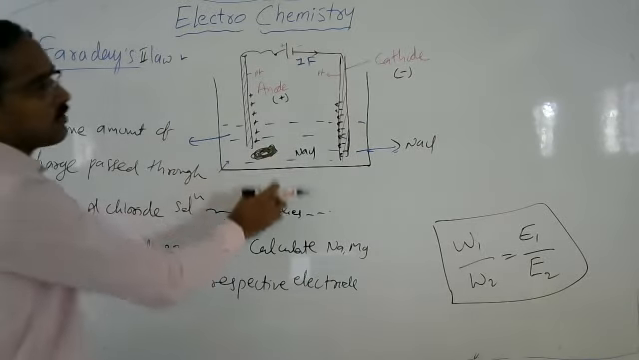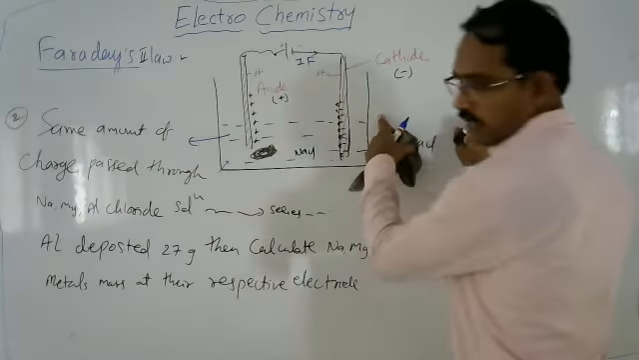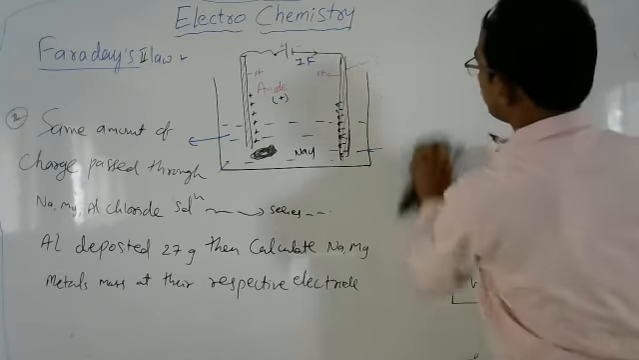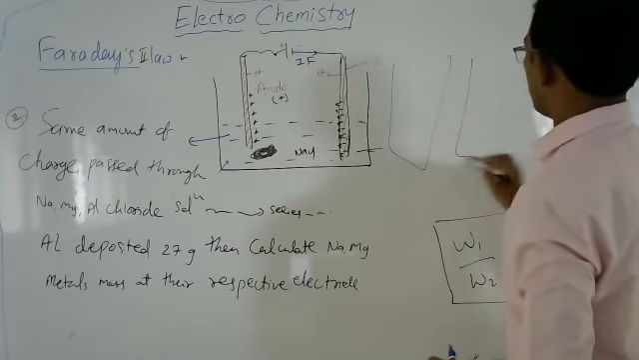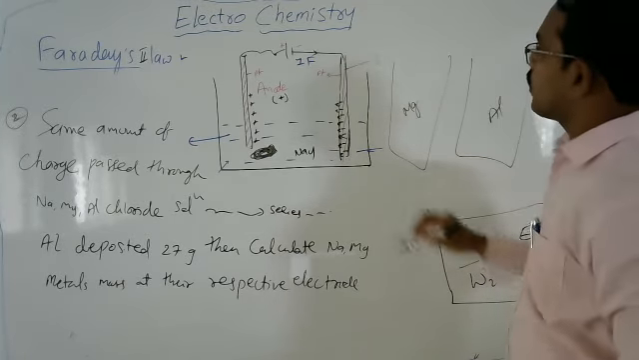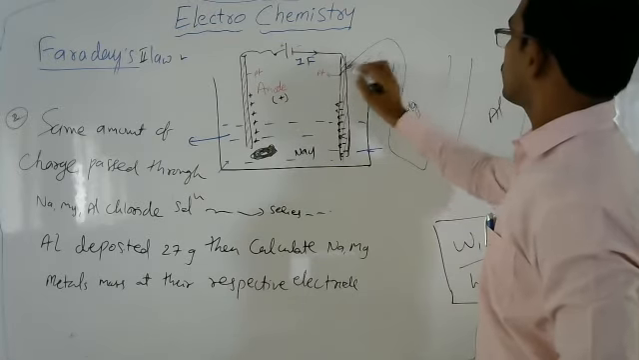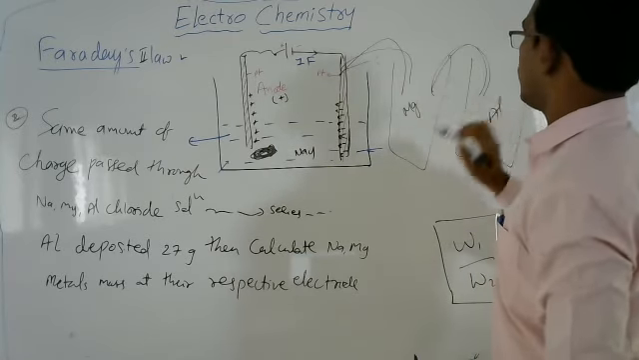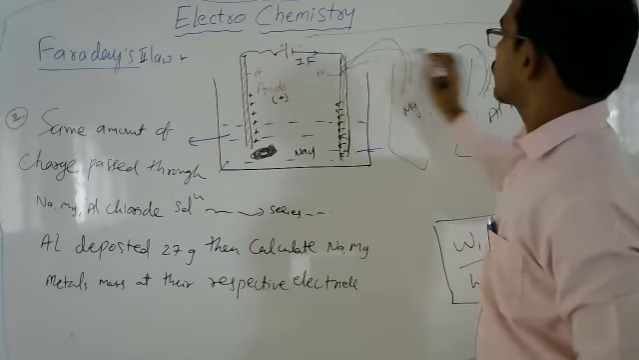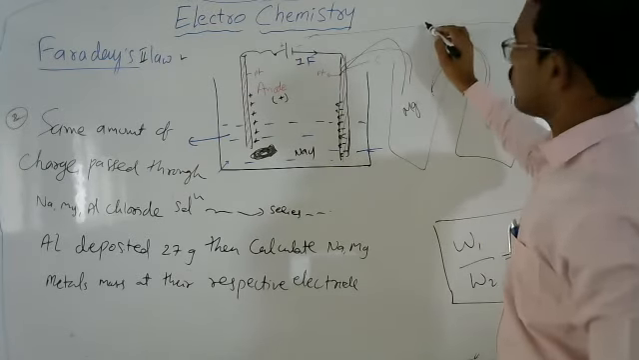This one cell is there, beside it one more cell, and on the side one more cell. Roughly I am writing here. Here one more cell is there, here also one more cell. Here magnesium, here aluminum. These are connected in series connection. The total current is only how much?